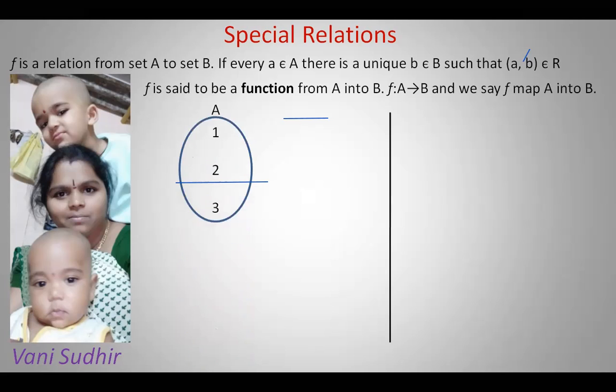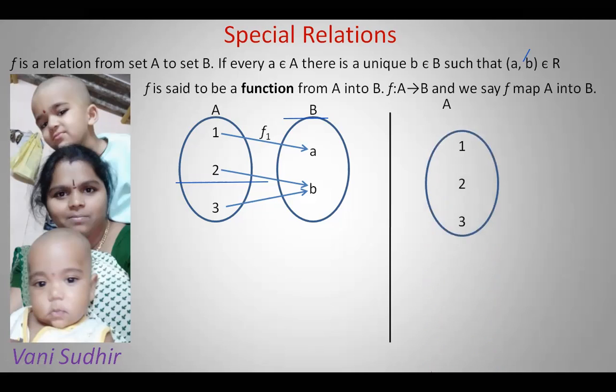I'm showing the animation. See, set A, I'm taking three elements. Set B, I've taken two elements. Here one relation, f1, I'm defining like this: (1, a) is an ordered pair, 1 is related to a, 2 is related to b, 3 is related to b. See, each and every element has a unique relation. Here, this b has relation with 2 and 3. We are not bothered about the elements in the second set. We are bothered about the elements in the first set only.